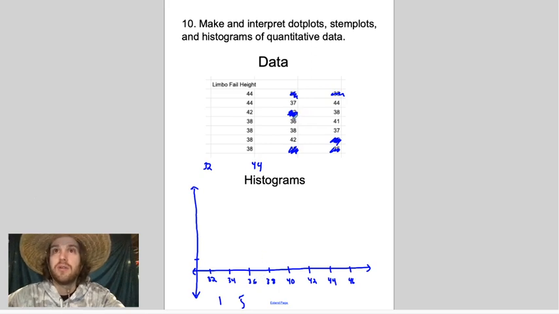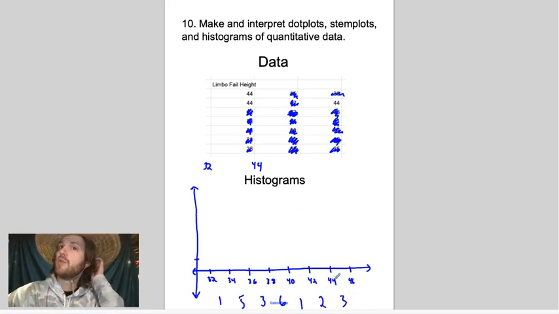36 or 37. We have 1, 2, 3 in this. 38 and 39. 1, 2, 3, 4, 5, 6. 40 and 41, just 1. 42, 43, 2, 44 is 3. So those are our options. We had a total of 21, so that should add up to 21.